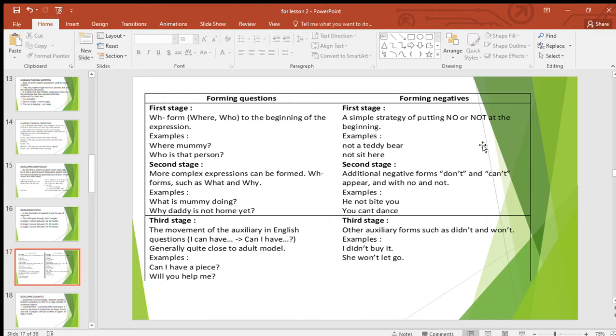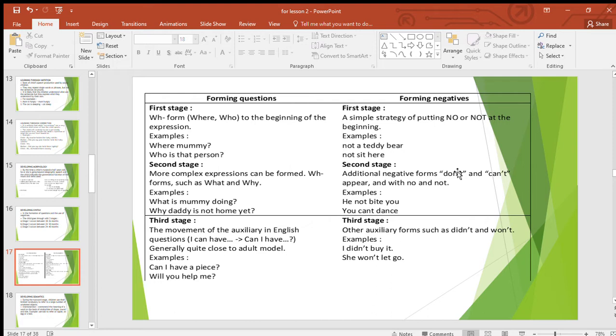So moving to the second stage, more complex expressions can be formed with the WH questions such as what and why. So what is mommy doing, or what mommy doing? Or why daddy is not home yet? And in the forming of negatives, they're able to use the words don't and can't. Additional negative forms don't and can't appear along with no and not. He not bite you, you can't dance, and so on.